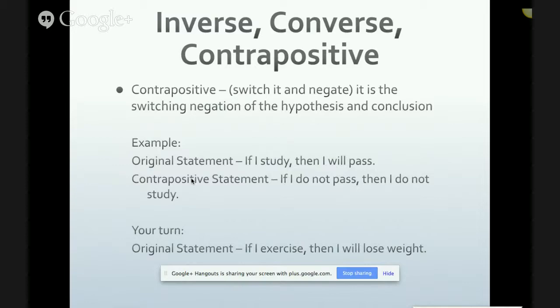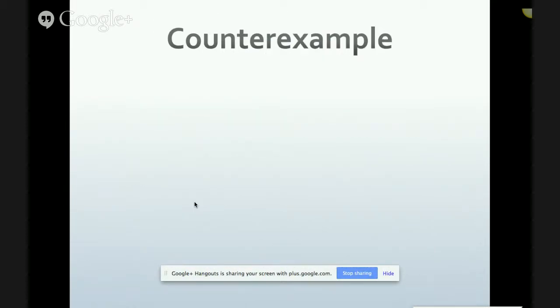Contrapositive does both. It's the inverse and the converse put together. It's the switch and negation. So if the original statement was, if I study, then I will pass, the contrapositive is, if I do not pass, then I do not study. Again, another example. And then we talk about counterexamples.